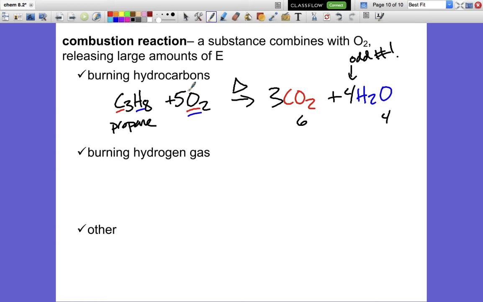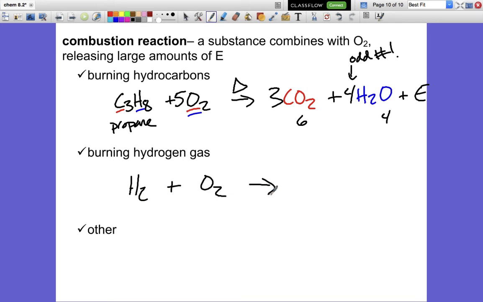But finally, this is a combustion reaction. There better be a bunch of energy that comes out too. Right? So I want you to think about that as well. That's what makes this different than other kinds of reactions. But otherwise, burning hydrogen gas would be similar.